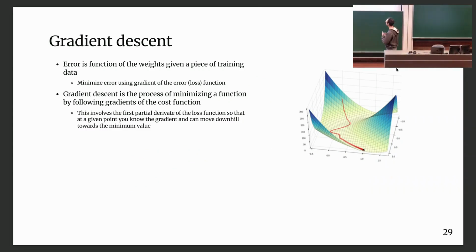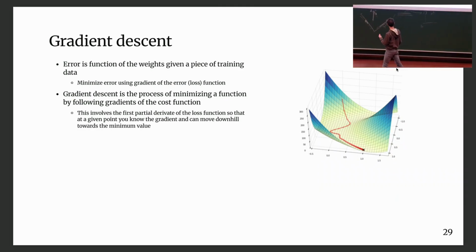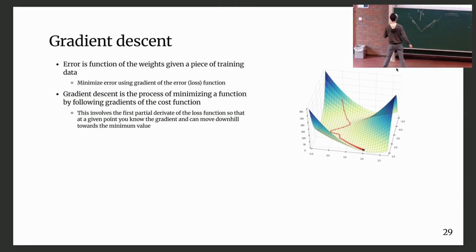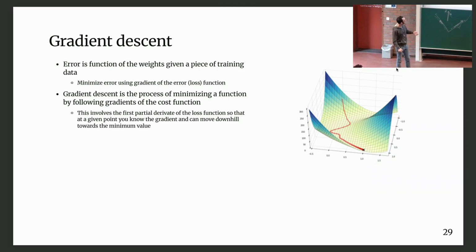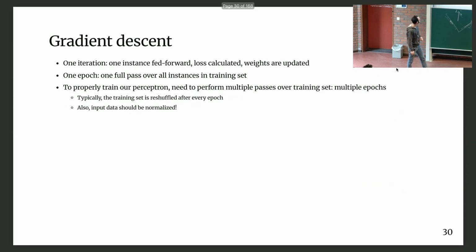So the error or your loss is a function of the weights given a piece of training data. Our goal is to minimize the error using the gradient of that loss function, and gradient descent is then just a process of following this, and ultimately you will end up in a good position, but the learning rate will determine the size of your steps.